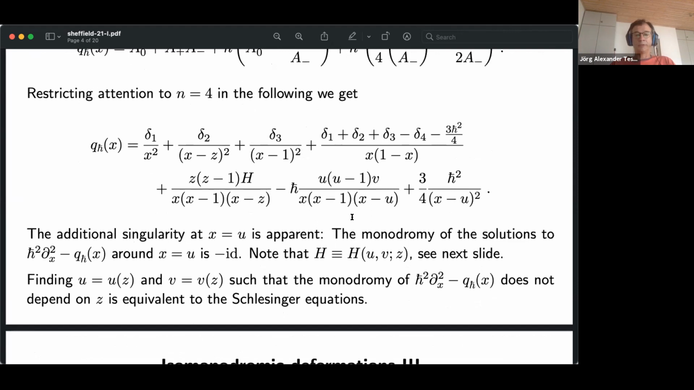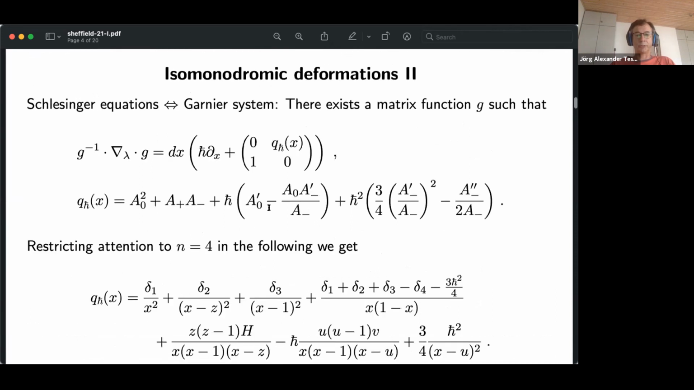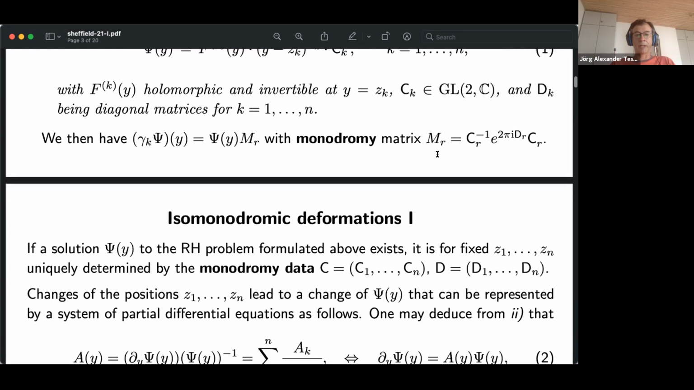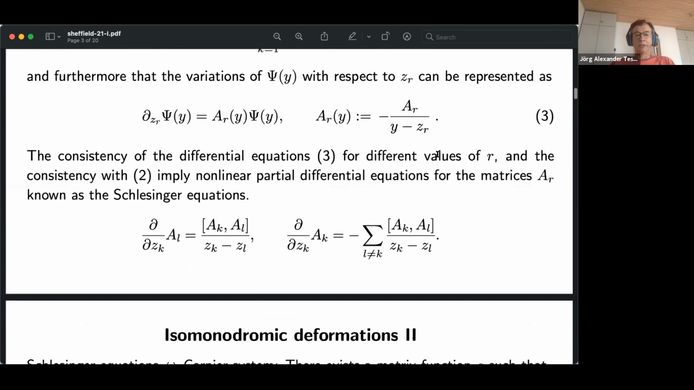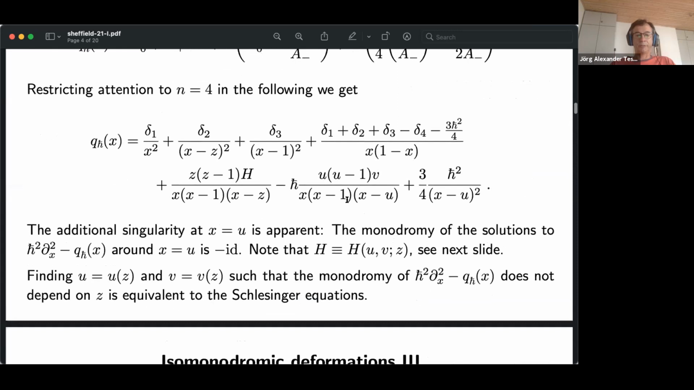That is one way of defining what it means that you have an apparent singularity. So this is unlike the other singularities, where you can have a generic type of monodromy around the punctures. This was exactly what was then specified by these matrices MR. Here, however, around this extra singularity, we only have minus identity as a possible monodromy.